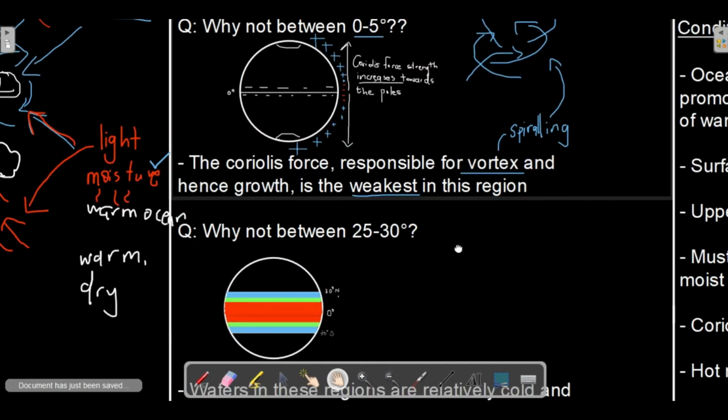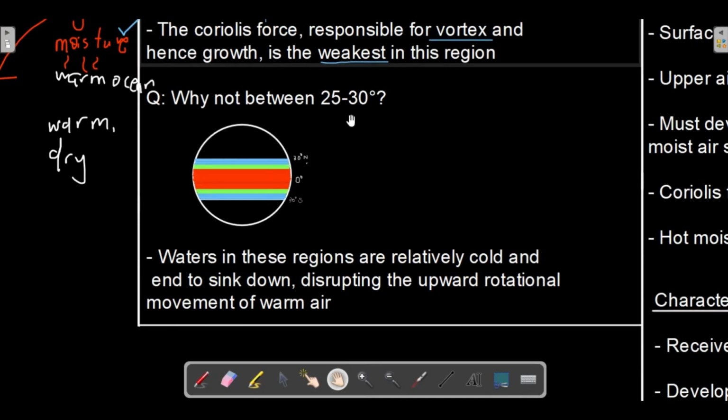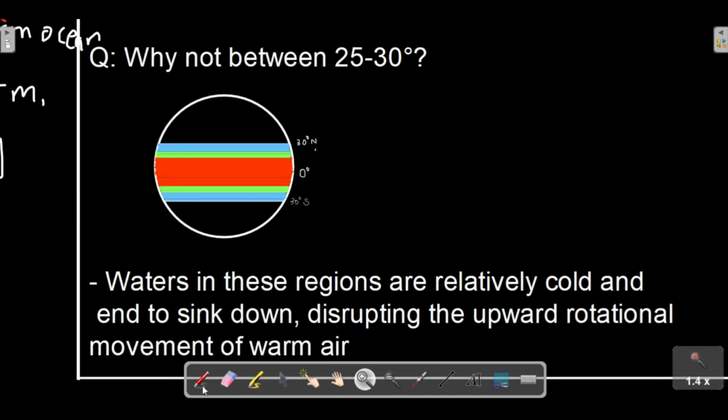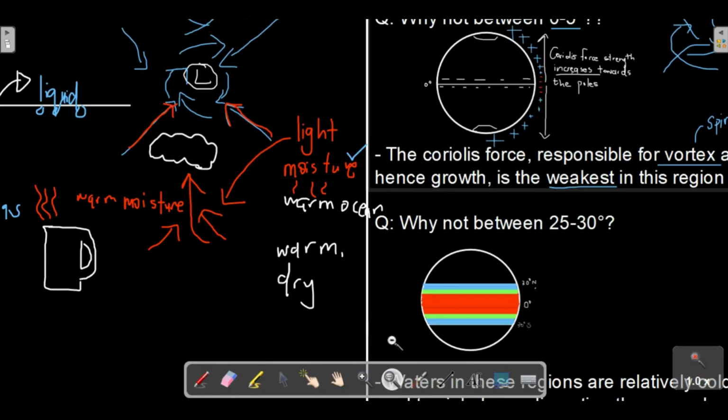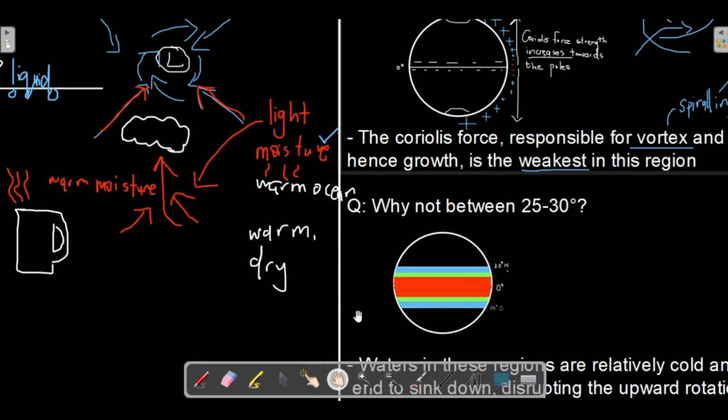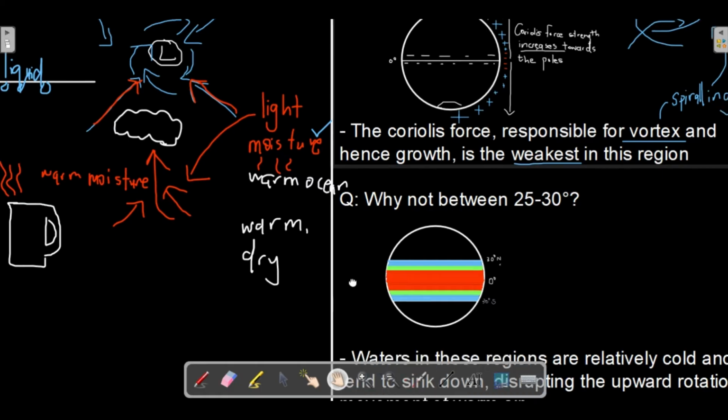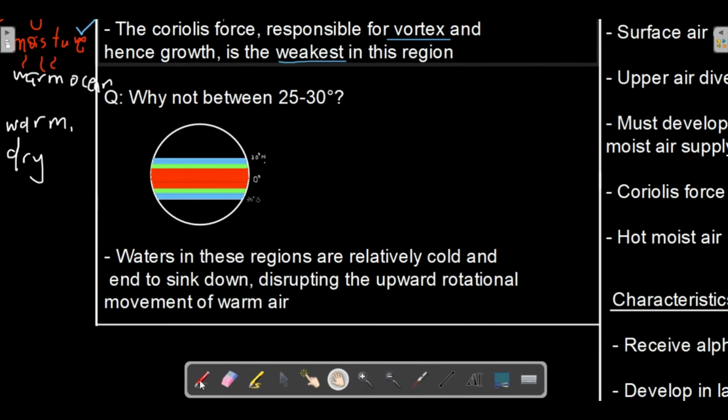Now the reason why it's not developing between 25 and 30 is because between 25 and 30 degrees north or south of the equator, the oceans are relatively cold. And so there's no longer that supply of warm, moist air, and hence no more fuel added to the tropical cyclone, and hence this does not promote development or growth. Also, we know that cold air tends to sink down, and because cold air sinks, it increases the pressure.